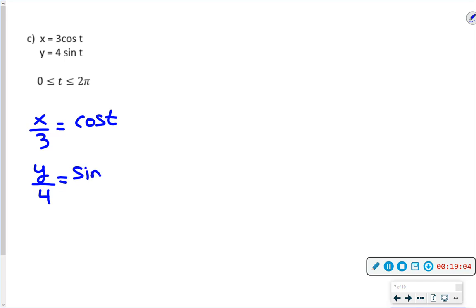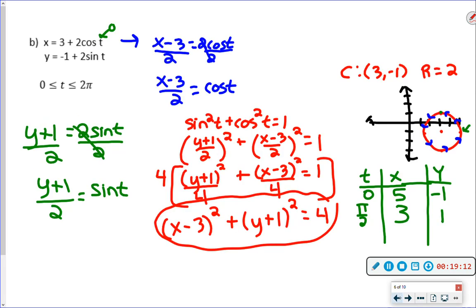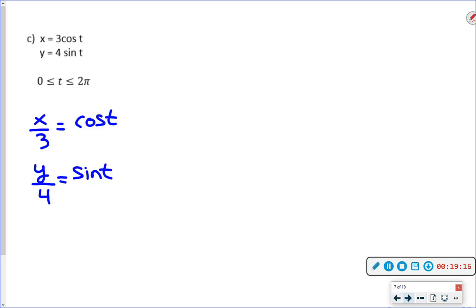Now remember our goal, we want to get the t's out of there. We want just x and y so I can graph it. So again, I'm going to use the exact same identity, sine squared plus cosine squared equals 1. Let's see what we can do with that. So sine squared, y over 4 squared, plus x over 3 squared equals 1.